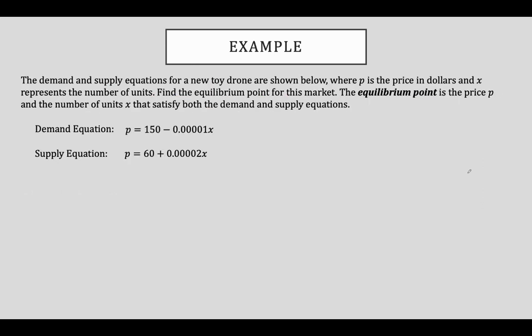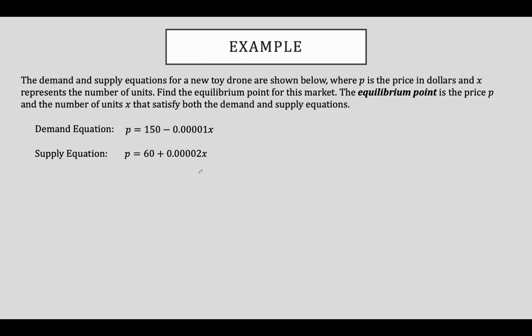A little econ example. The demand and supply equations for a new toy drone are shown below, where P is the price in dollars and X represents the number of units. Find the equilibrium point for this market, the market for this drone. So the equilibrium point is the price P and the number of units X that satisfy both the demand and supply equations. In other words, all we're really trying to find is an ordered pair X comma P that satisfies both of these equations. That means we are solving the system that includes our demand and supply equations.